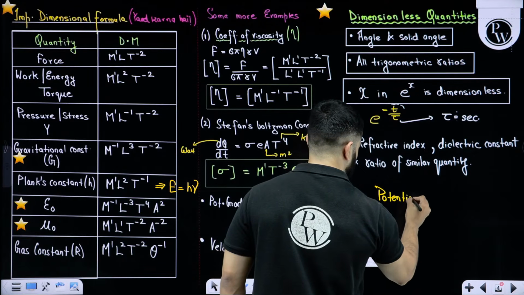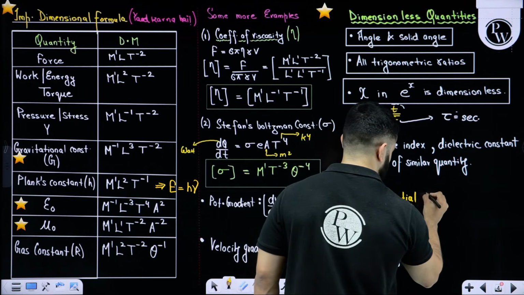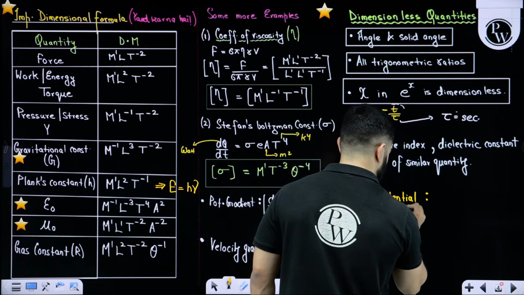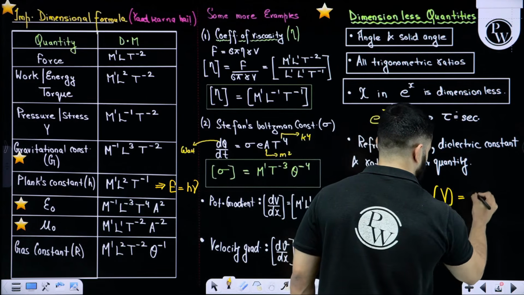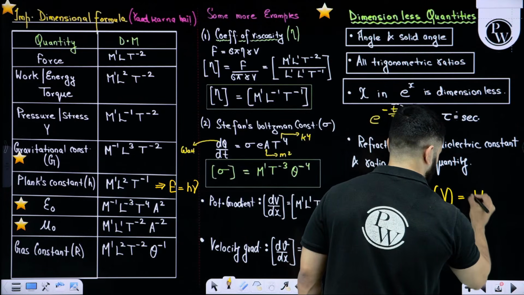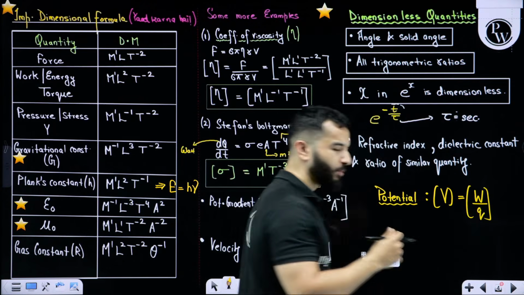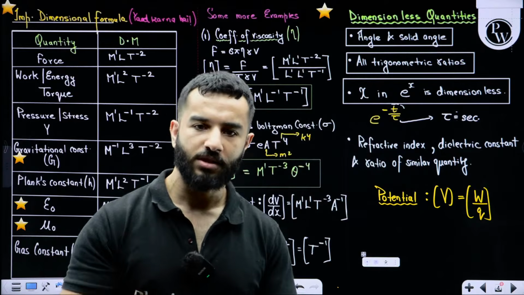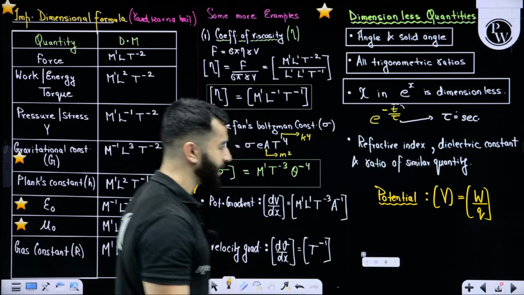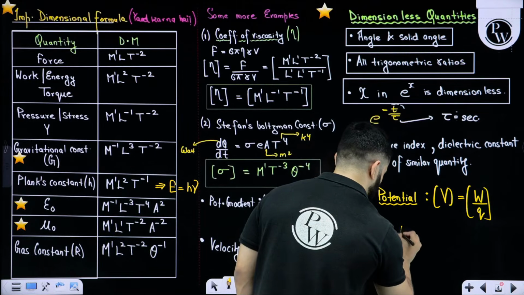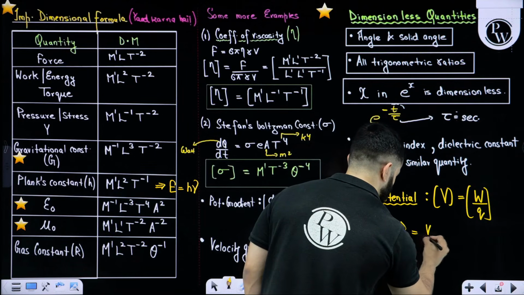kindly don't use V equals IR, because for that you will have to remember R as well. Use potential is equal to work done per unit charge. Got it? And we know charge can be written as current times time, and then using this you can find out the dimensional formula of resistance.